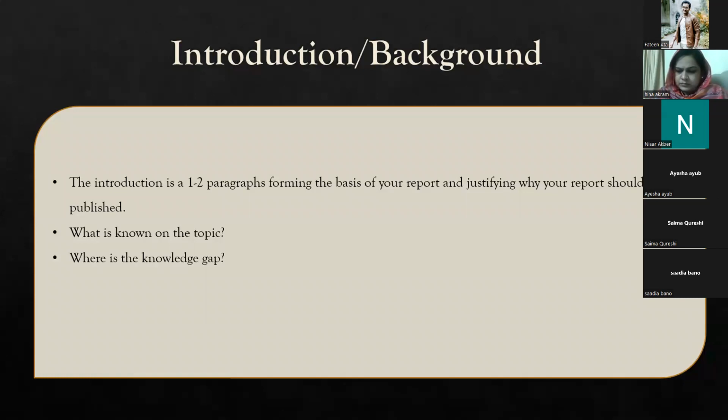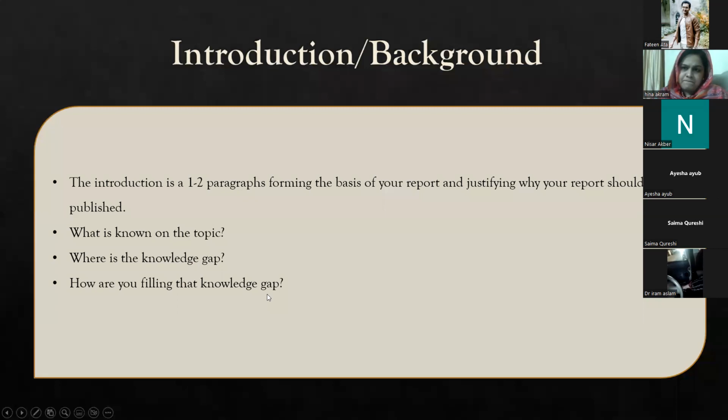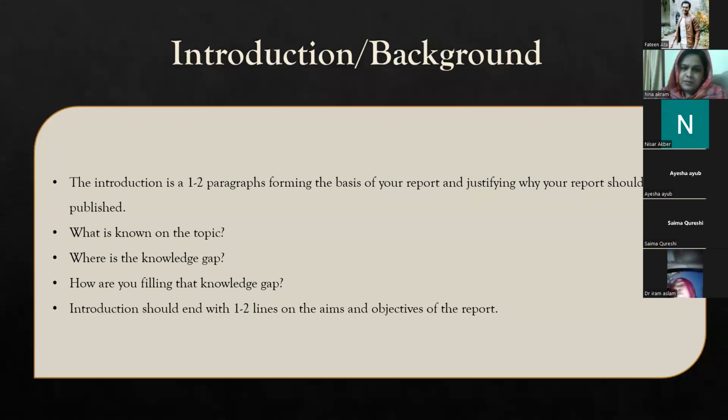The next thing is, where is the knowledge gap? What is the rare thing that you are going to report? This you will briefly write in the case report. Lastly, how are you filling that gap? For example, we are reporting that COVID-19 can cause lung fibrosis, which is not known. So in this second part, you will tell that this is a place which is unexplored. It can cause fibrosis. This is the way that it may cause fibrosis. And then lastly, you can tell how you are filling that gap: we are reporting a case here with COVID-19 associated lung fibrosis.